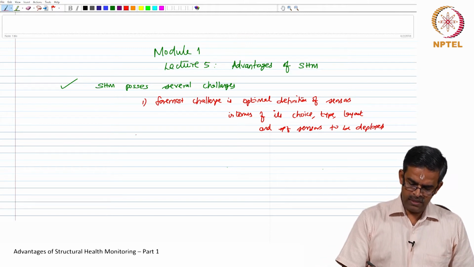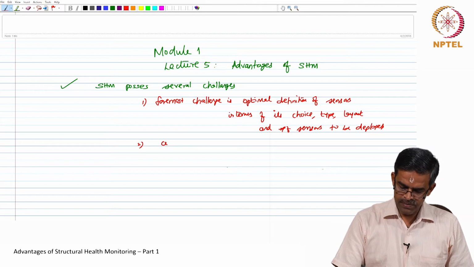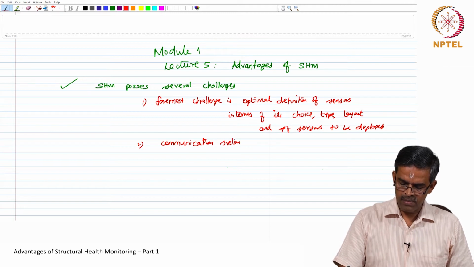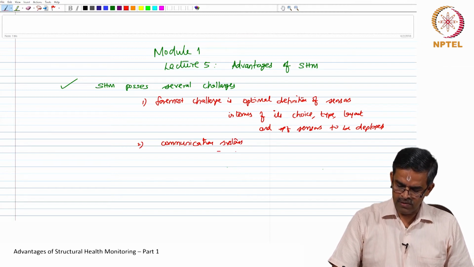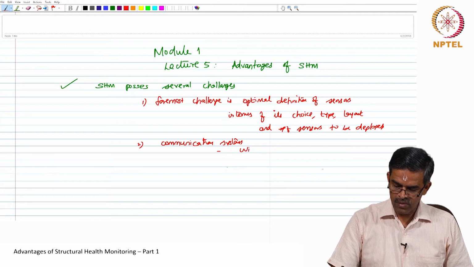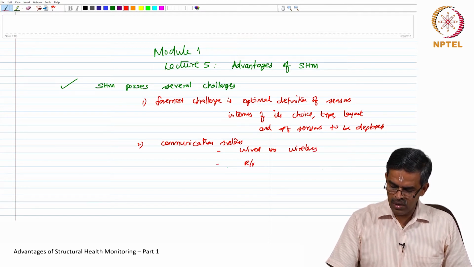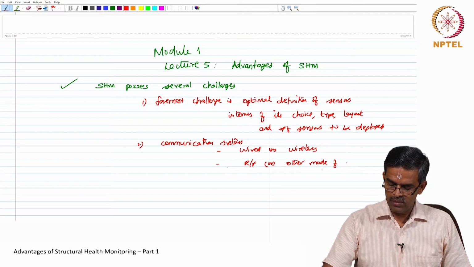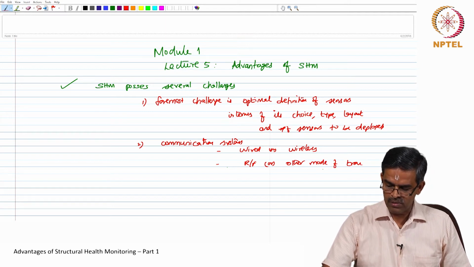The next challenge comes from the communication systems, whether these sensors will be wired or wireless and whether the communication will be through RF or other modes of transmission.